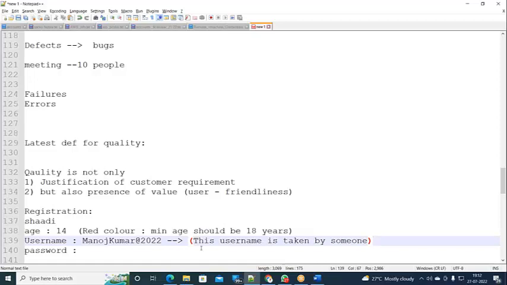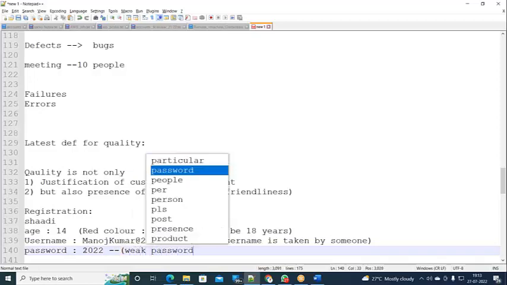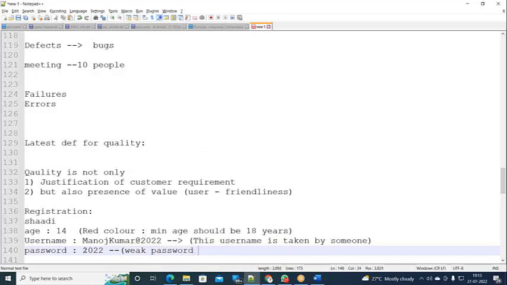Okay, the error name may not be the same, but something like that. This is all user friendliness. The password he has given is very weak, 2022. Immediately it says weak password. It will also show the strength of the password, as a bar comes up showing the strength. So this is all user friendliness, guys.